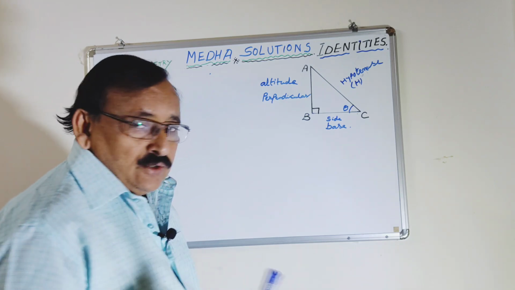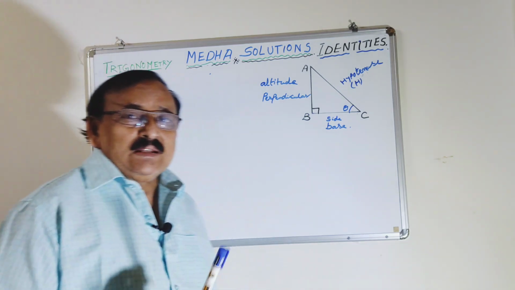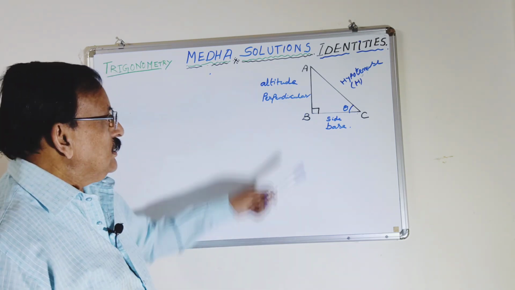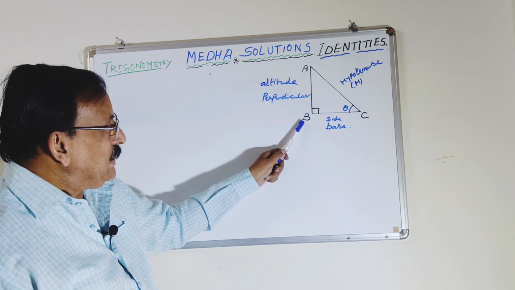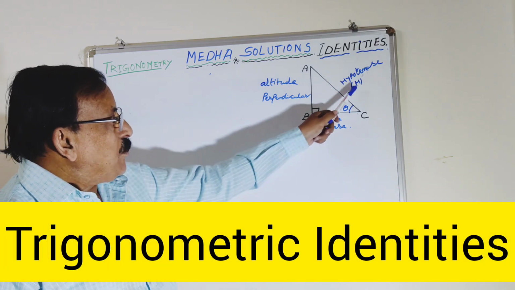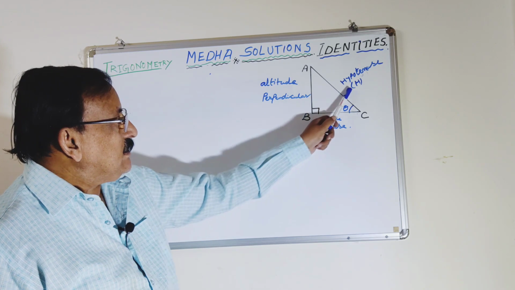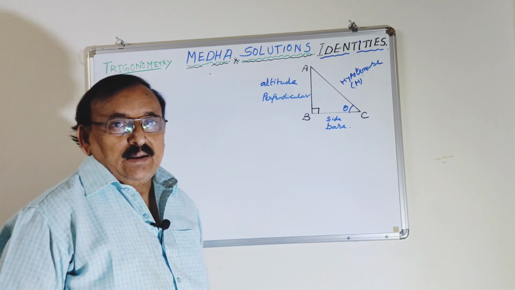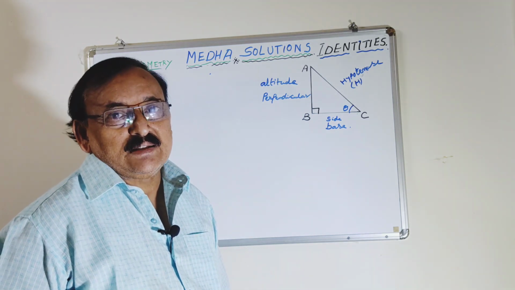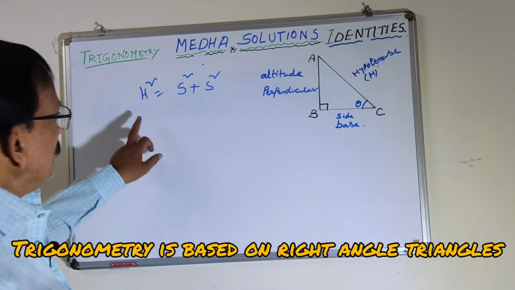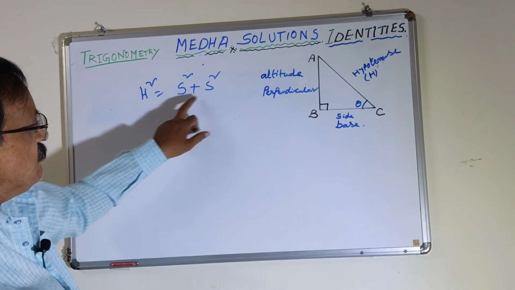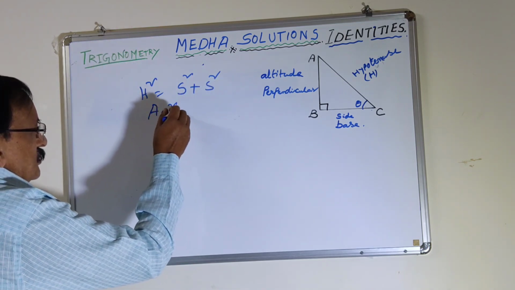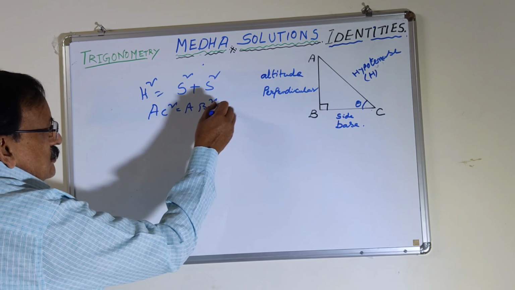Trigonometry depends only on right angle triangles. Here is right angle triangle ABC, right angle at B is 90 degrees, whereas the opposite side of this 90 degrees is called hypotenuse, which is the longest side. In a right angle triangle, as per Pythagoras theorem, hypotenuse square is equal to side square plus side square. Here AC square is equal to AB square plus BC square.